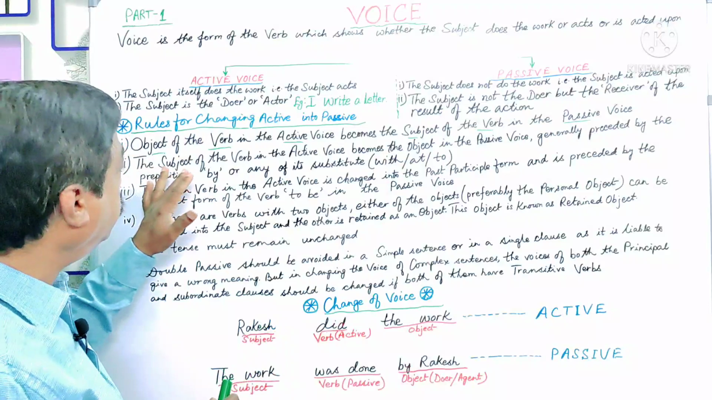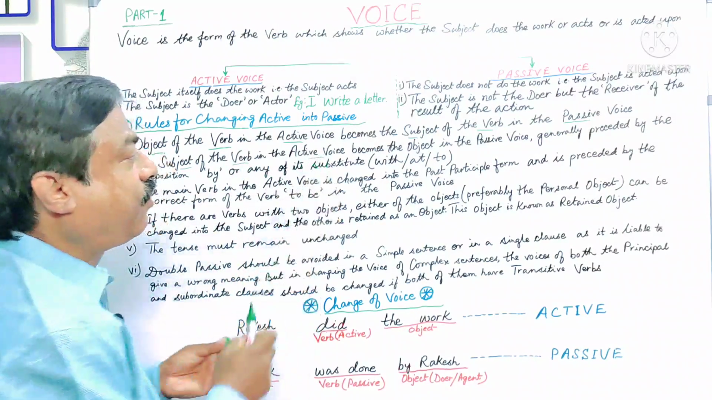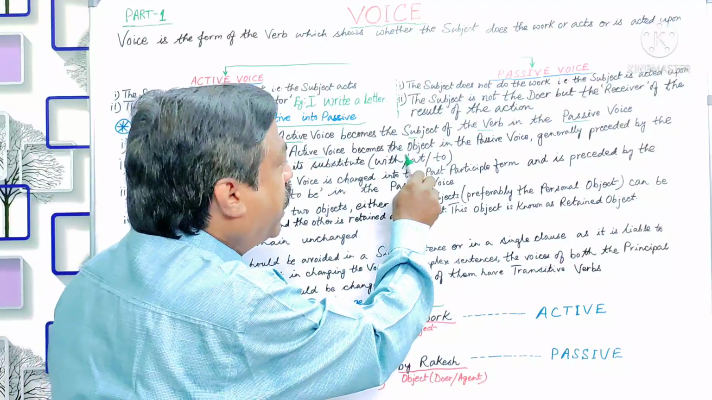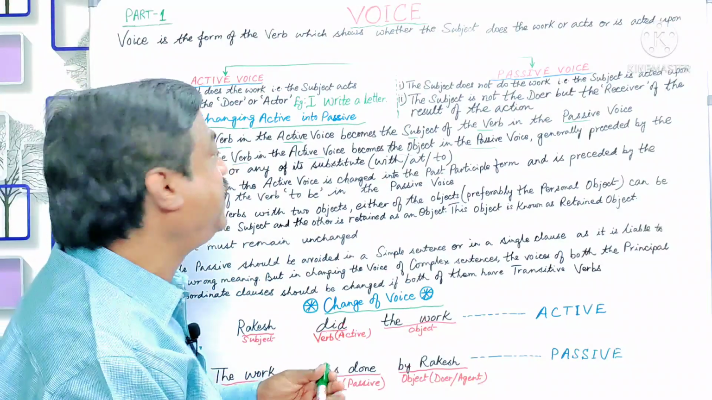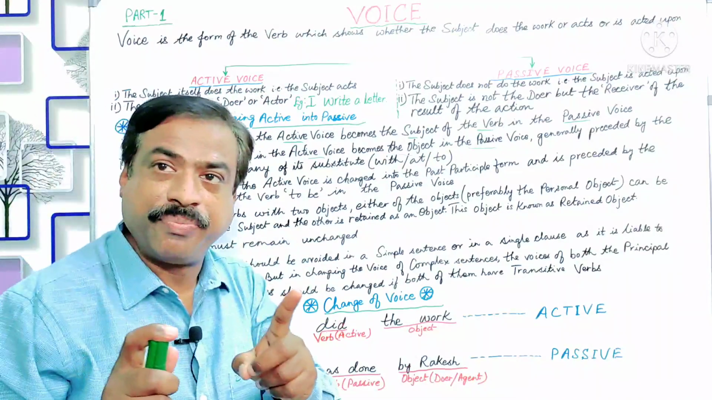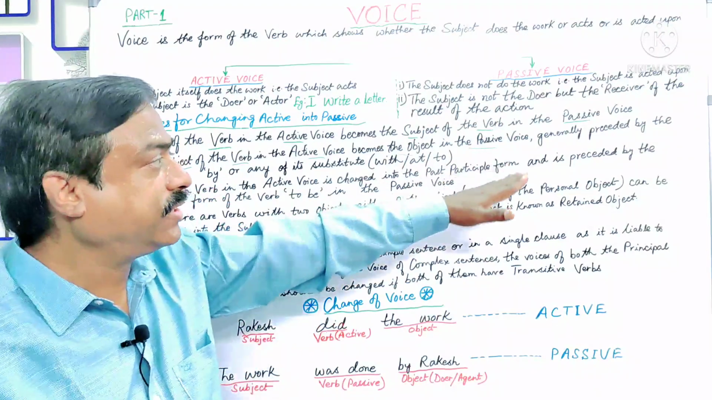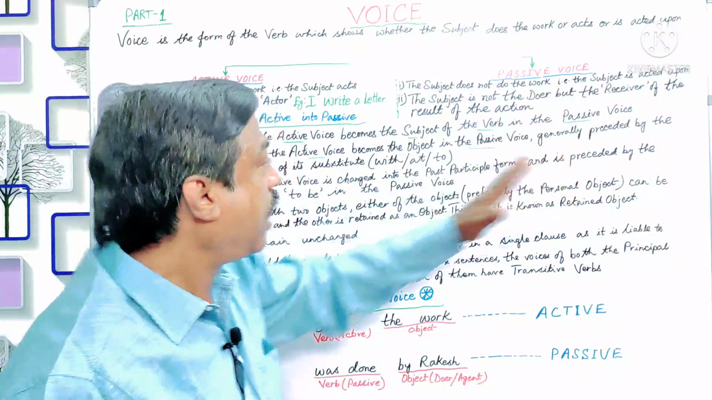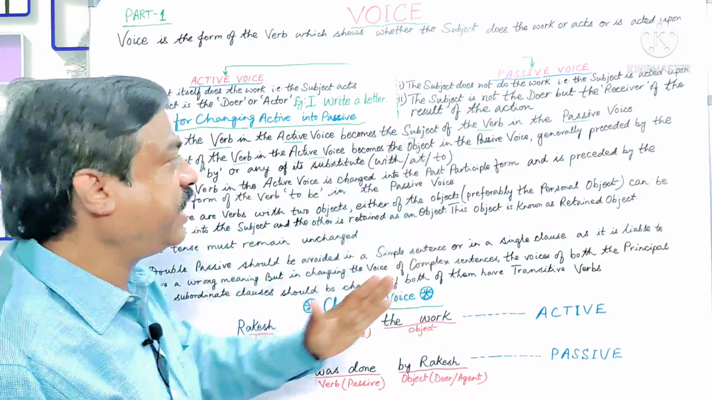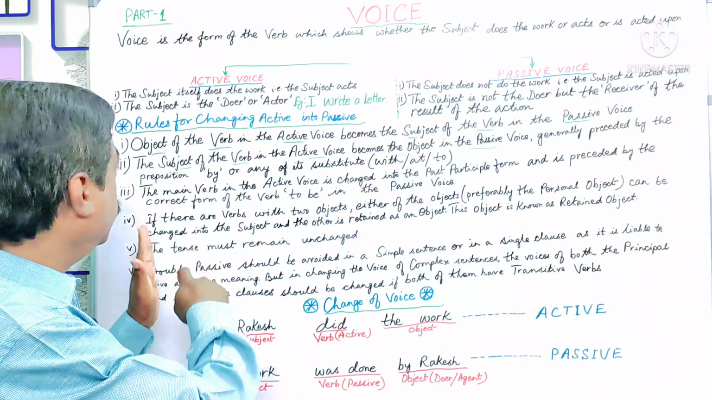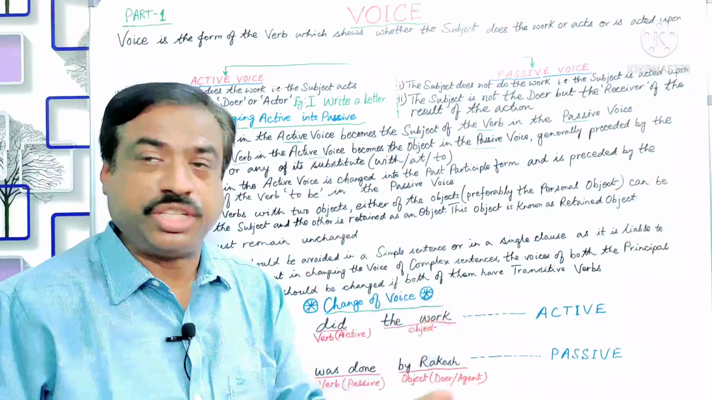The second is the subject of the verb. Here the subject of the verb in the active voice becomes the object in the passive voice and is generally preceded by the preposition by. You have to be very sure about this, that it is a preposition, which is by, that precedes it when we do the necessary change, or any of its substitutes.